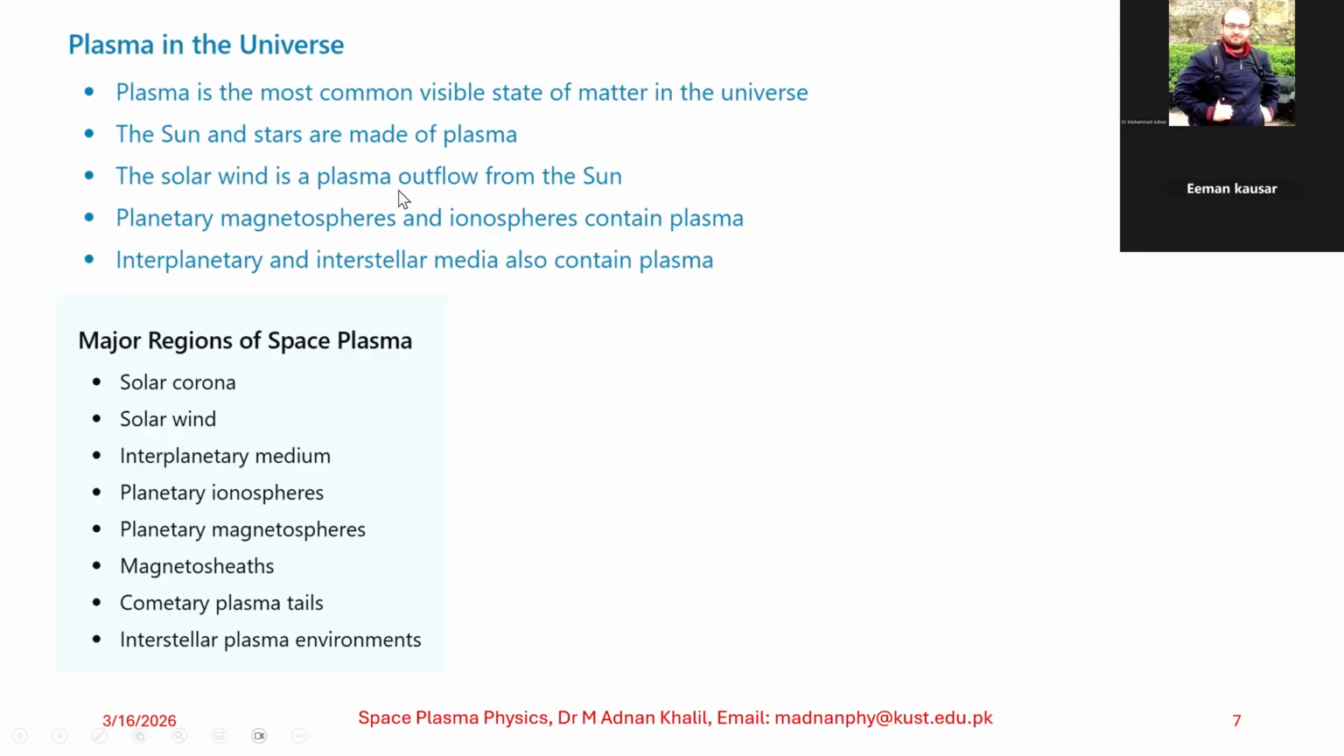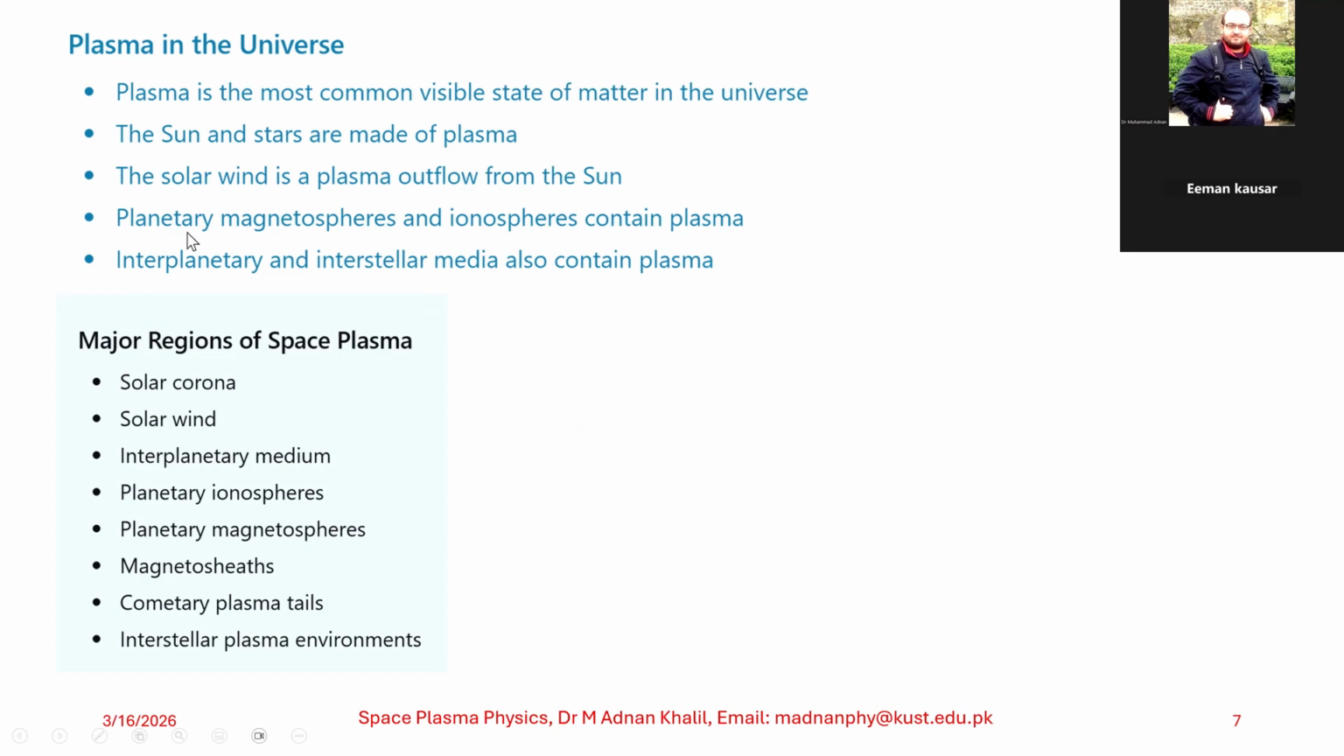The solar wind is a plasma outflow from the sun. That is, whatever energy comes from the sun to the outer space, to our solar system, and to the surface of the earth, it always comes in the form of solar radiation. And these solar winds are mostly absorbed in different layers of the atmosphere, and we receive only the visible part of the energy from the sun. But the source of that energy is plasma inside the sun.